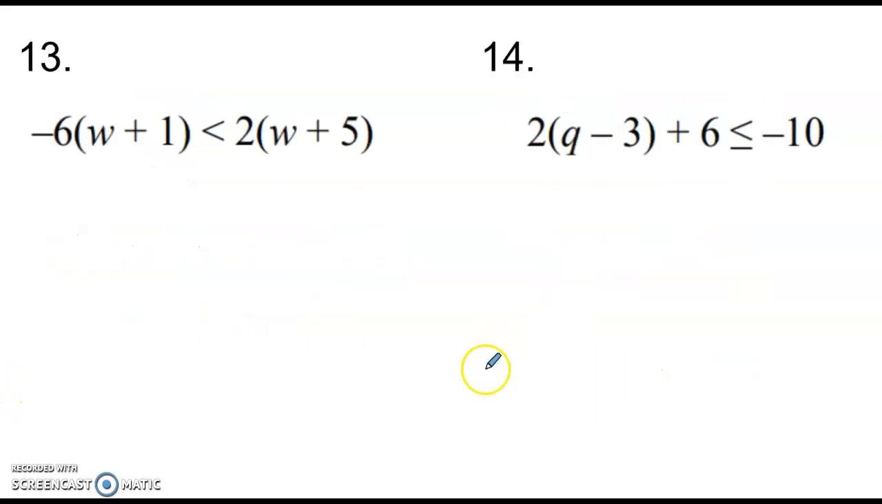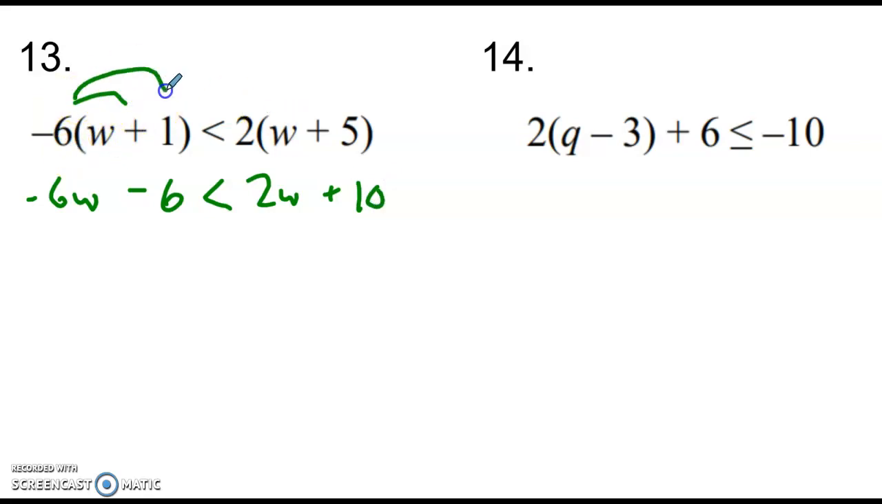Okay. Two more examples, and I'll look at a couple of the word problems with you. These both involve distributive property. So hopefully you remember how to do that. I need to distribute on the left side of the inequality here as well as the right. I'll start by doing that. That's going to give me negative 6w minus 6 is less than 2w plus 10. So hopefully you got that right. We're essentially multiplying this here and this here.